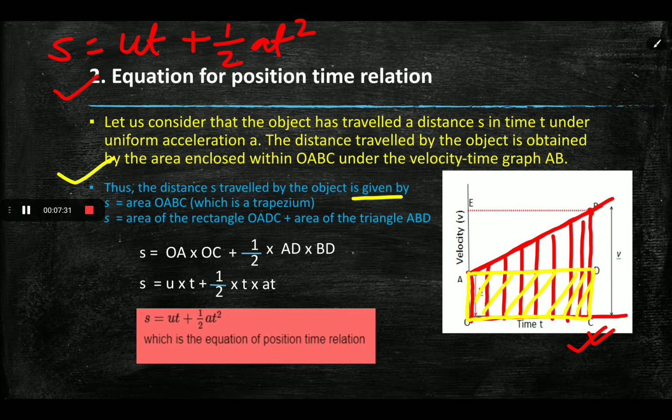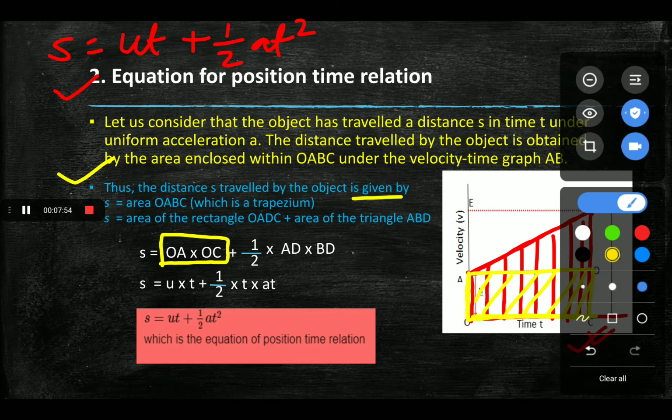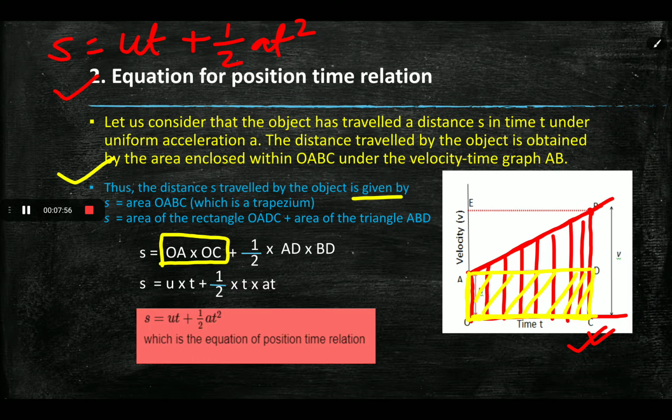length into breadth. Here this OC represents the length and OA represents the breadth, and this OC is the time and OA represents the initial velocity. That's why it is written here OA into OC, the area of the rectangle. And now the another part is the area of the triangle.